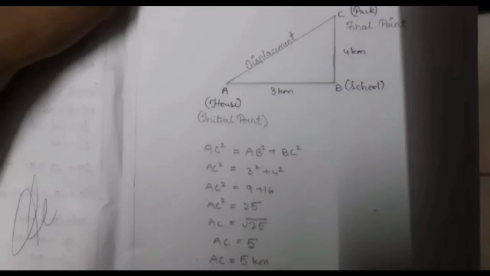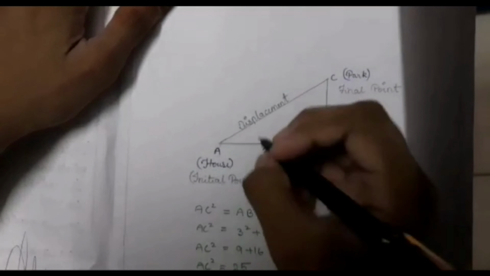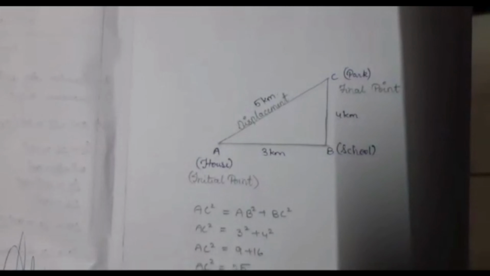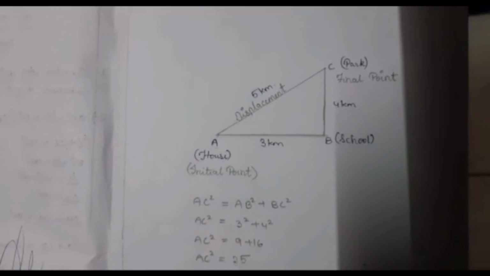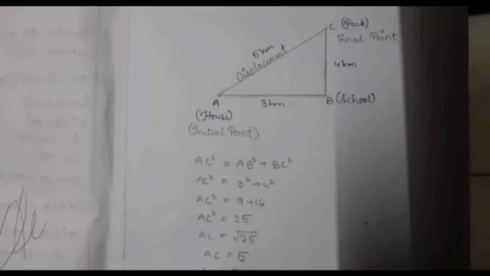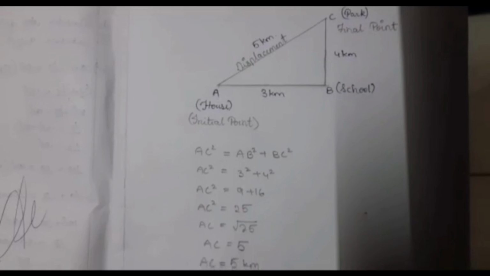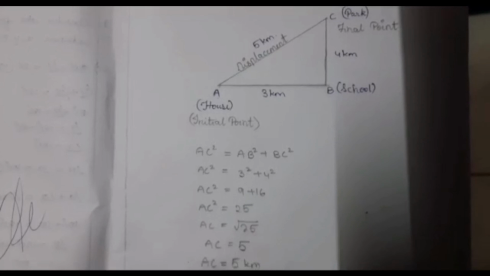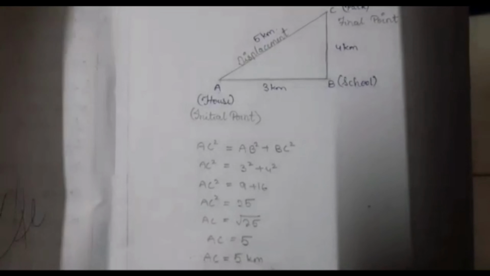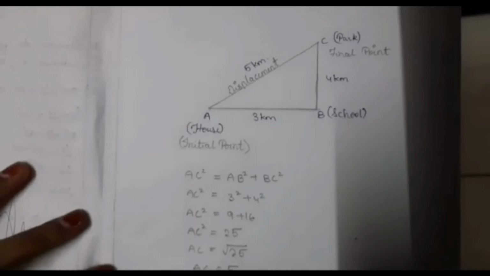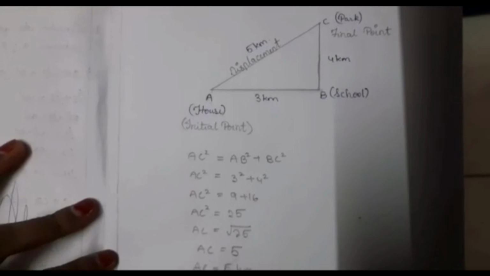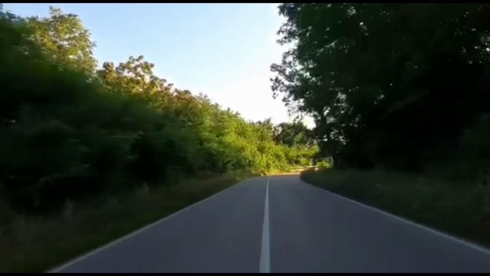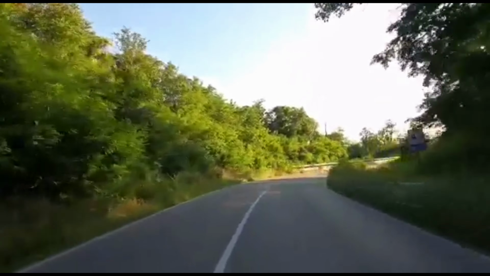Now to calculate the velocity, we have to divide the displacement by the time. The displacement is 5 kilometers, so 5 divided by the time, which is 1 hour. 5 kilometers by 1 hour equals 5 kilometers per hour. If you want to convert these units to meter per second, please watch the speed video. Links in the description. There I have explained the conversion of units.